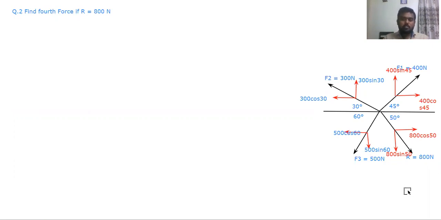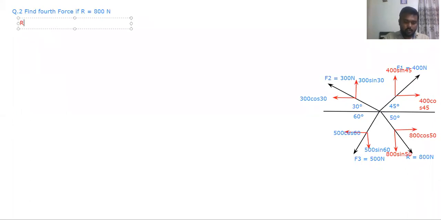The next part is to do the summation. So for doing the summation, first let's consider the horizontal forces. For horizontal forces, a force acting towards the right side is positive, and a force acting towards the left side is negative. So in this complete force system, this 300 cos and this 500 cos are negative because they are acting on the left side, and this 400 cos 45 and 800 cos 50 are positive because they are acting in the right direction.